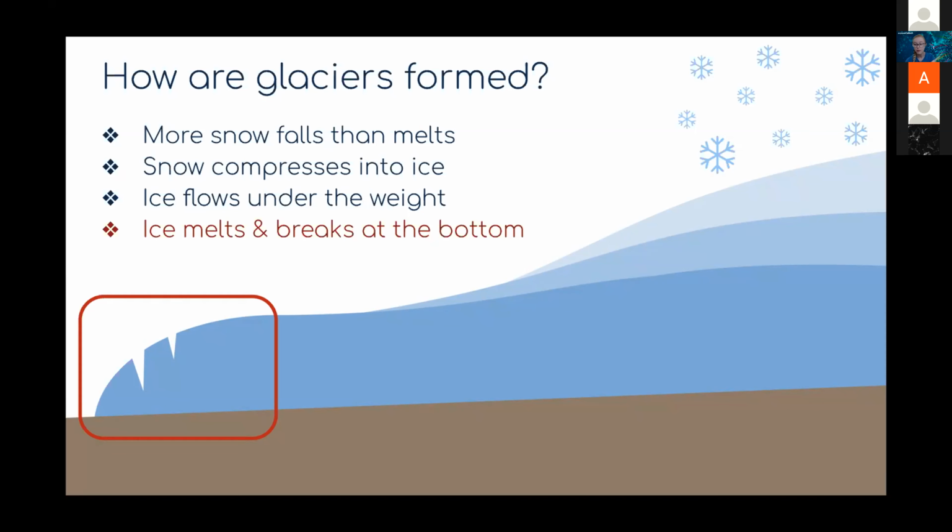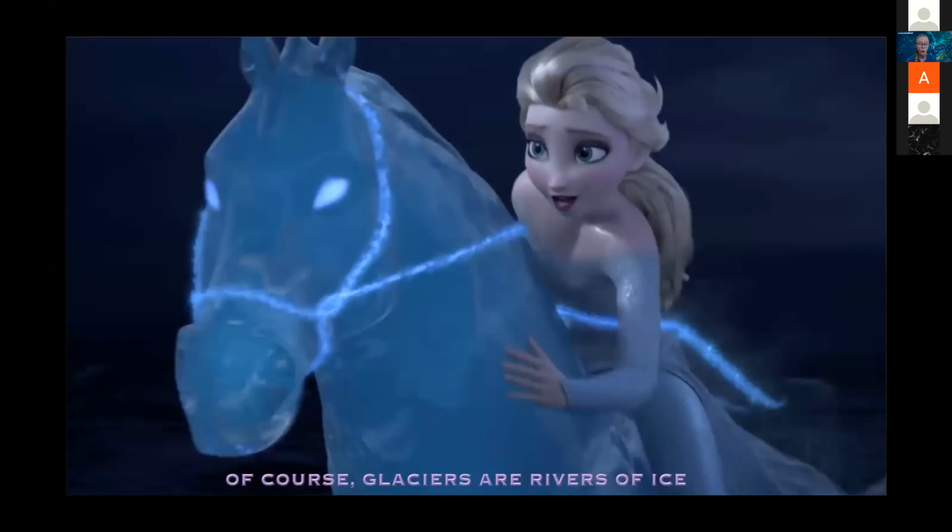And now that we know that, we can see that glaciers really do flow like rivers. It's that weight of the snow on top, and all of that ice, that causes it to flow downhill. So as Elsa approaches Ahtohallan, she makes this realization too, and says, of course, glaciers are rivers of ice.